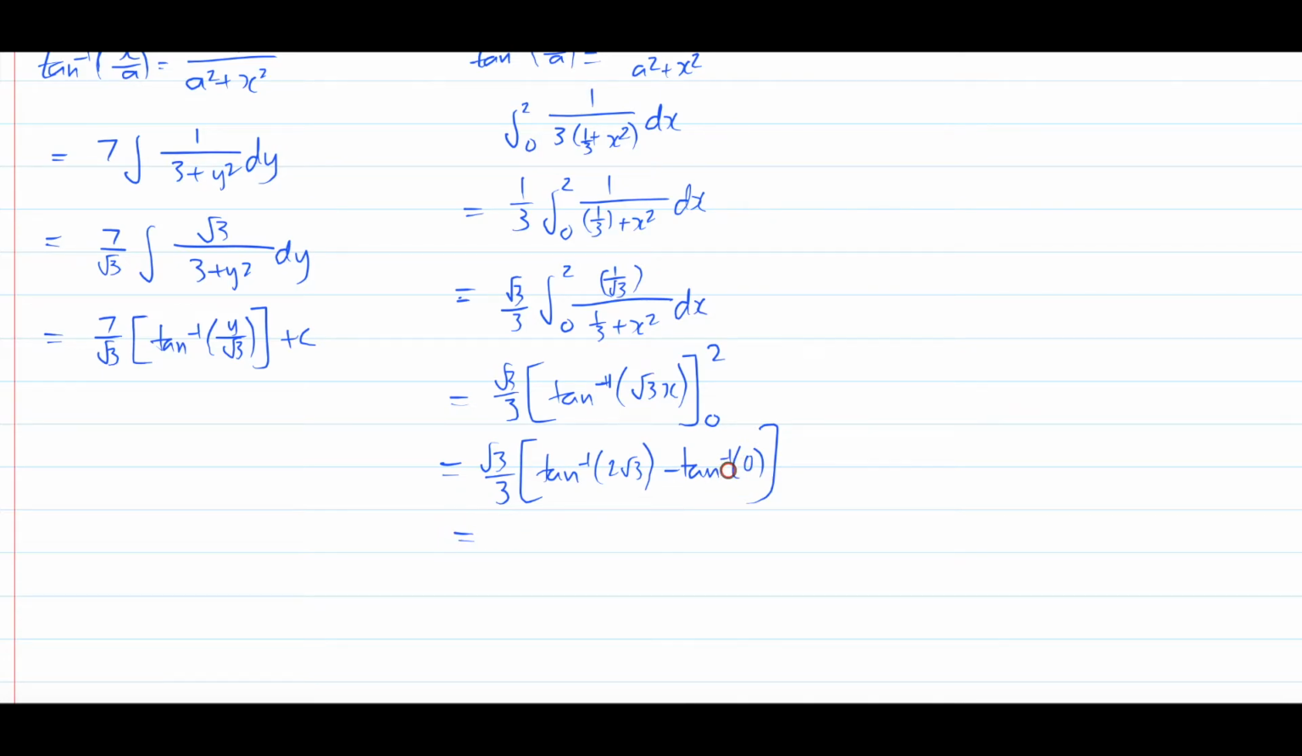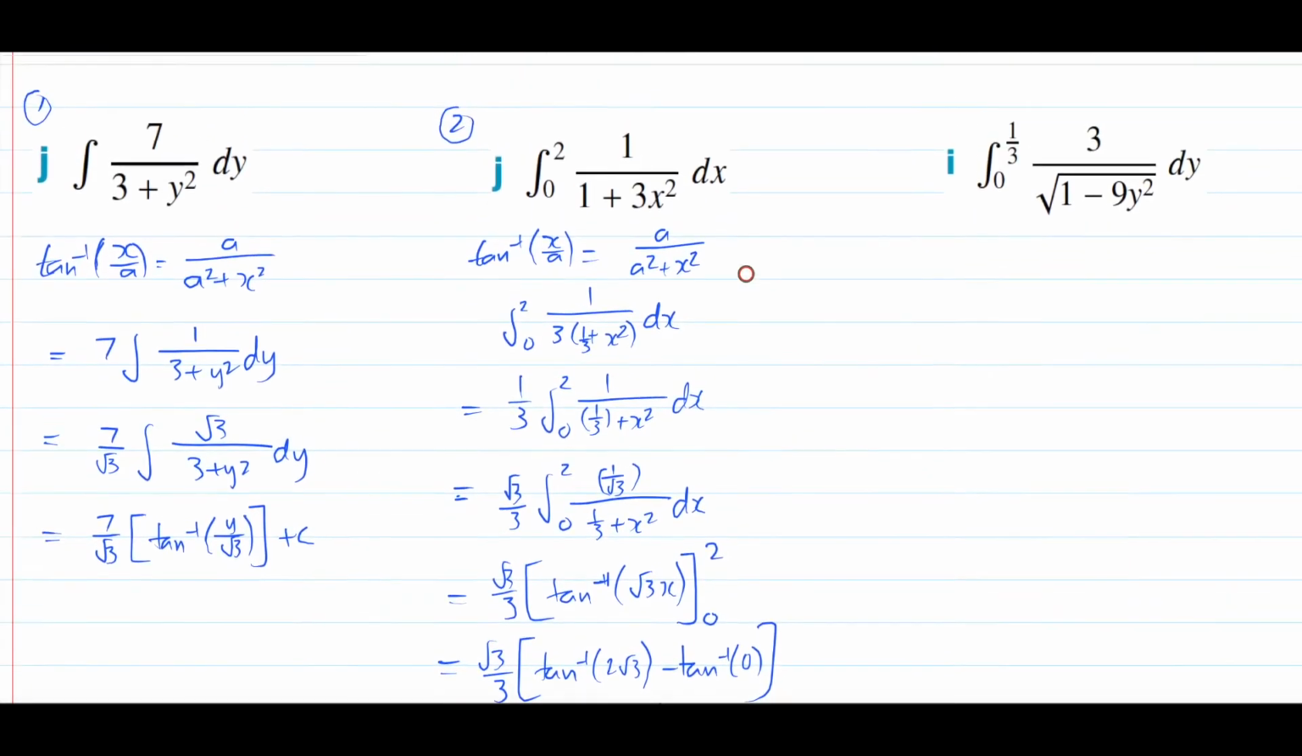Well, tan inverse of 0 is 0 because that's sine of 0 divided by cos of 0. Sine of 0 is 0, and then of course you just get 0. Okay, tan inverse of 2 root 3, unfortunately, there is no way to solve for it, so your final answer is root 3 on 3, tan inverse of 2 root 3. Okay, so that's pretty much 2j, guys.